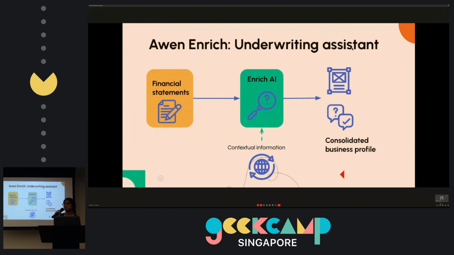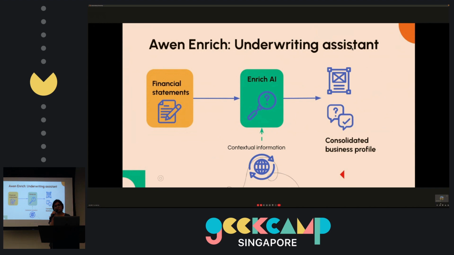Now what we built was an underwriting assistant, which is the AI tool that I talked about, and the underwriting assistant aids the underwriter to make these decisions quickly and easily, more accurately. So what this product, which we called Enrich, does is that it takes our financial statements, it runs an AI model on these financial statements, and it tries to put together a risk and consolidated business profile for the business in question. Now, these questions can be, what are the business health metrics, how are we predicting the future, what kind of loans does this company have, what kind of EMIs are they paying, are they paying their salaries on time, are they paying their provident funds on time.